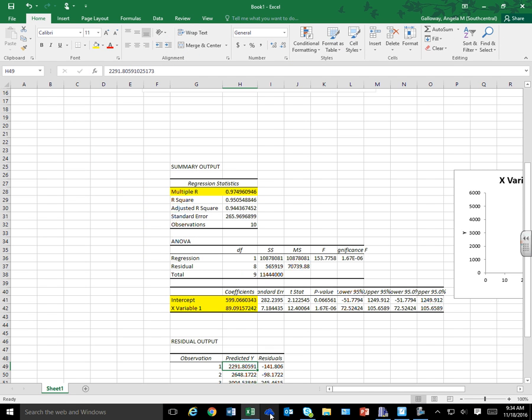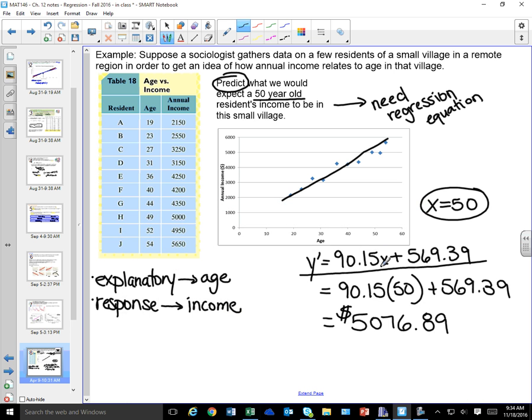The 89 there is our slope. Here I have 90.15, so I must have just typed in a number wrong when I did that one earlier. And then this is going to be our y-intercept, okay? And so you should get that from putting it in Excel or doing it on your calculator.